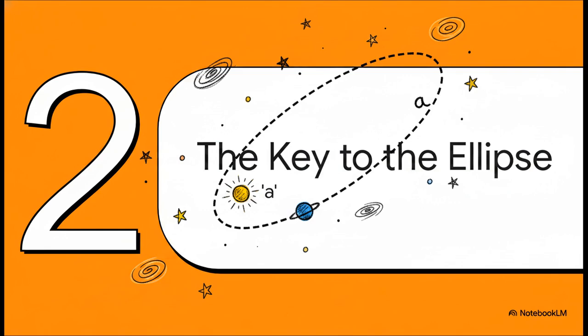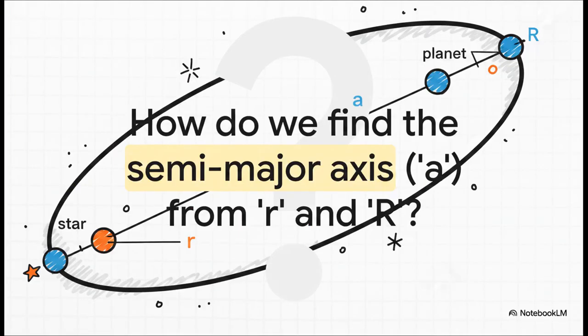Okay, so let's bring this powerful idea back to our problem. To use Kepler's third law, we just need to figure out one thing. What is a, the semi-major axis, for our planet's specific elliptical orbit? That's the only piece of the puzzle we're missing. So, how do we find a when the only two numbers we have are r, the closest point, and R, the farthest point? This might sound a little complicated, but you're about to see that it's actually incredibly simple.